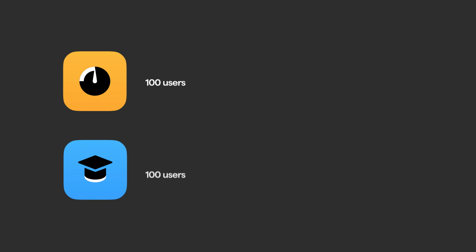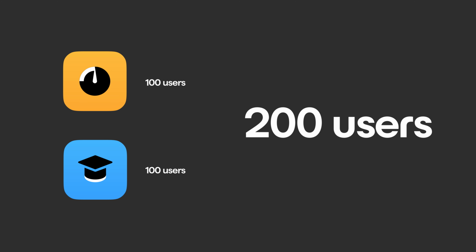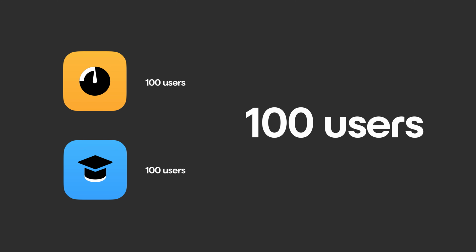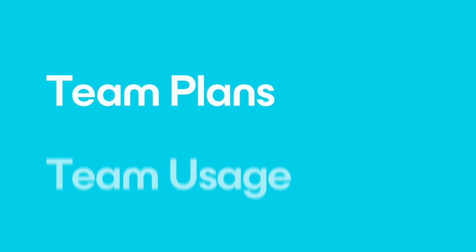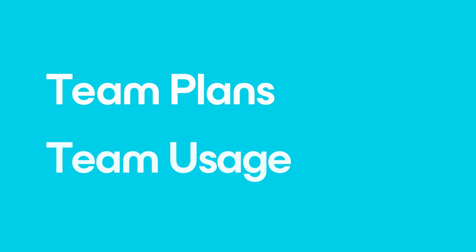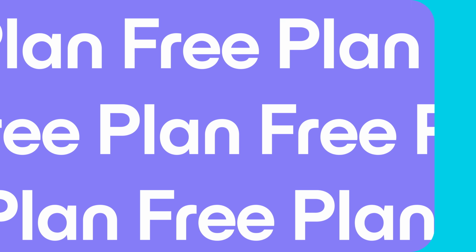The new plans also let teams benefit from shared private users. Previously, if you had 2 projects with the same 100 users in each, that would count as 200 private users. Now, like everything else, they're shared across your team. So these are the 2 most important changes: team plans and team usage. There's more information on this, which you can read more about on our pricing page.